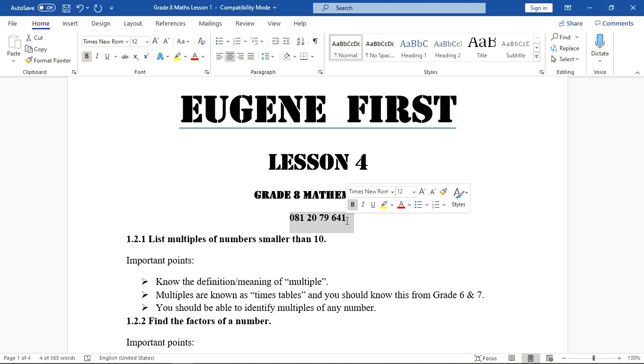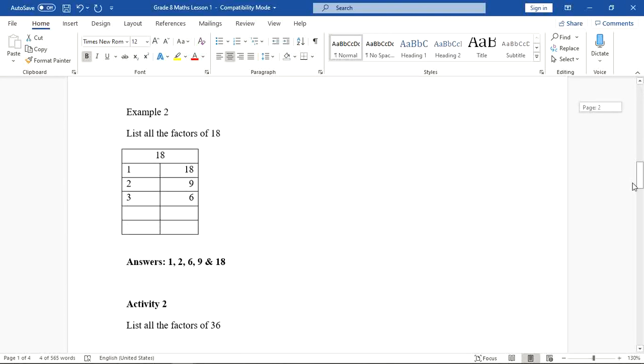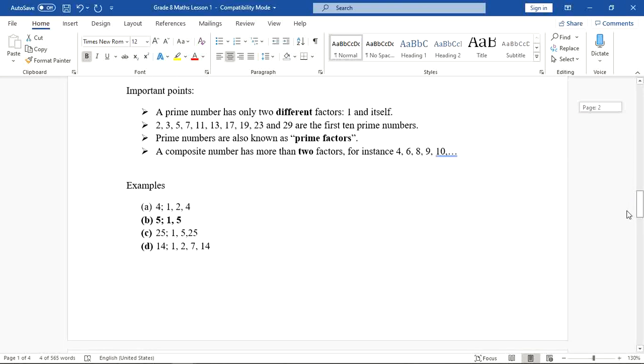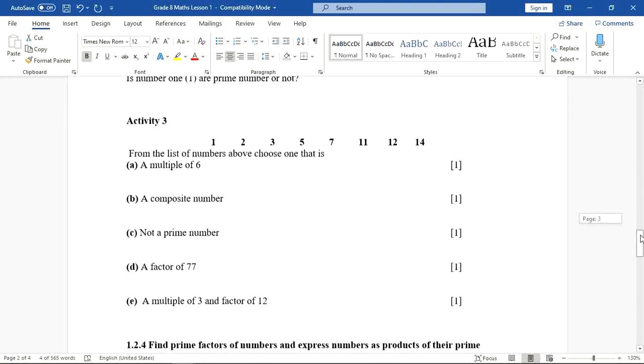Alright, in today's lesson, lesson number 4, I'm going to provide the answers to these questions. Activity number 1, write down all the prime numbers below 100, starting after 29. Activity number 2, I'm going to answer this question: is number 1 a prime number or not? And then after that, I will do activity number 3.